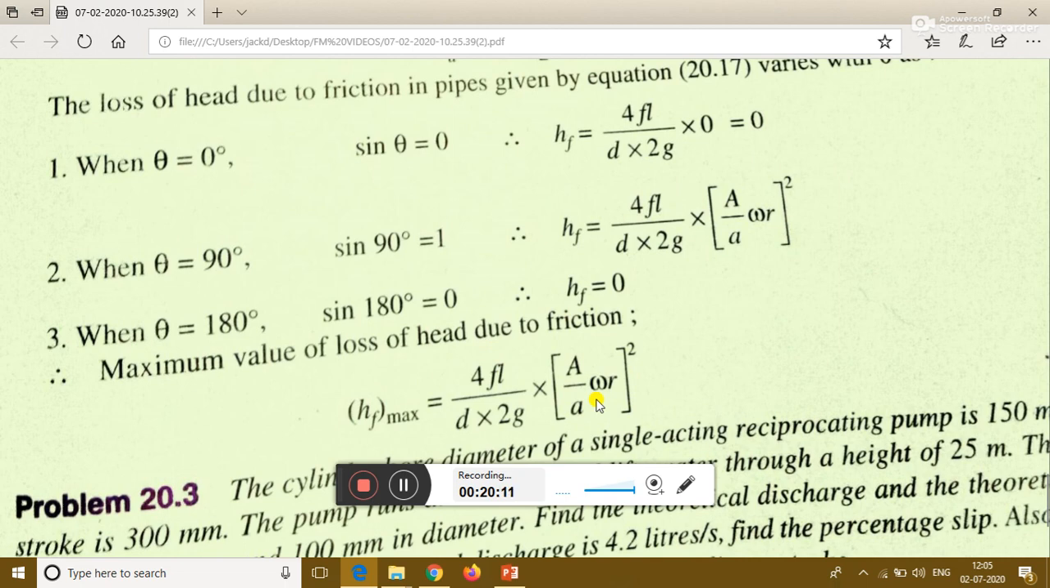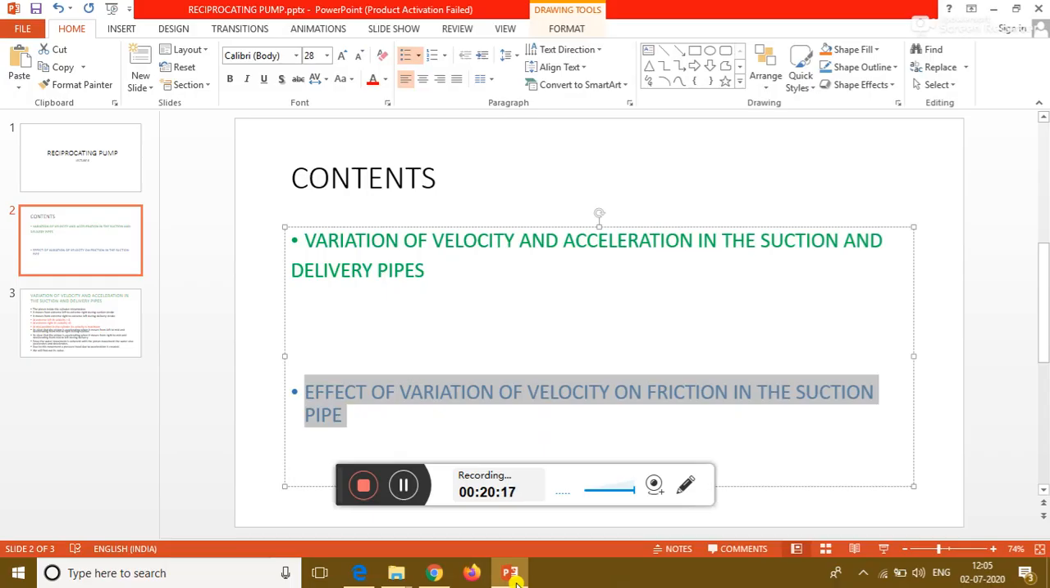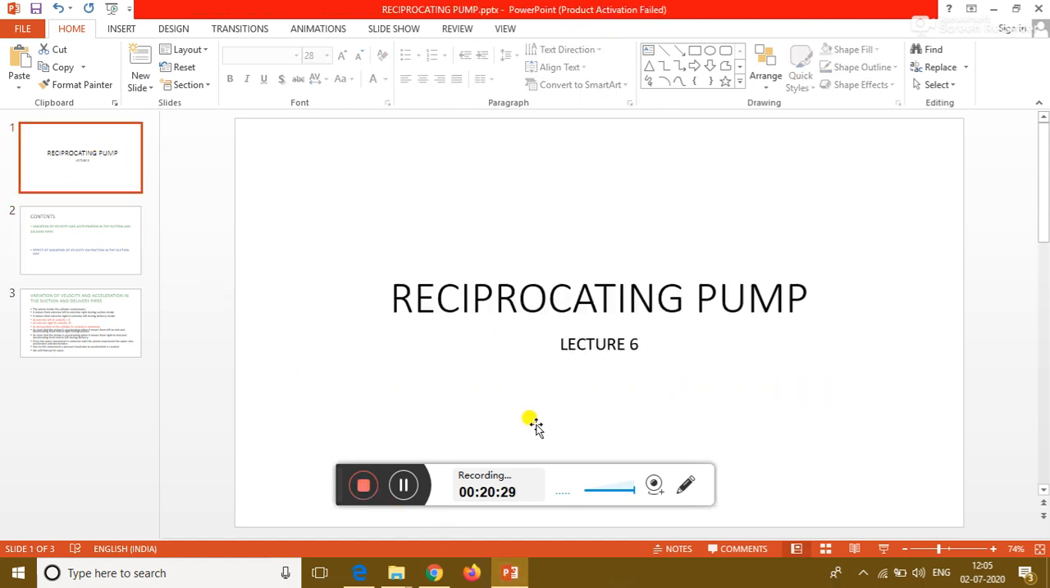I think these two are easy. After learning this, you must try yourself to derive it without the diagram. Okay, so thank you, and we'll be dealing with the indicator diagram in the next class. Thank you so much.